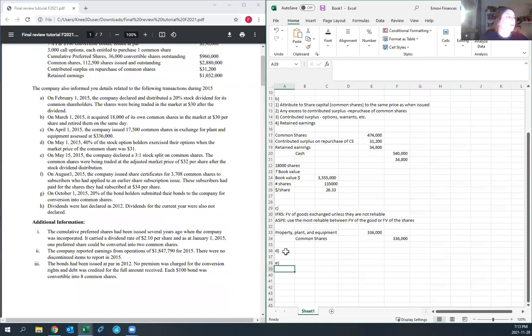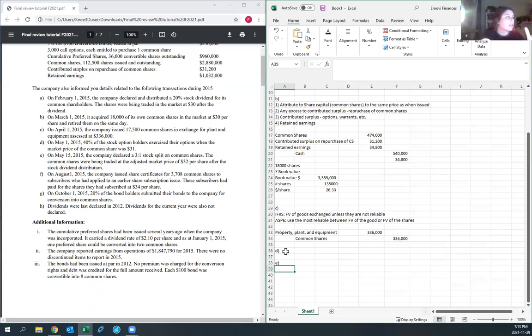On May 15, the company declared a 3-for-1 stock split on common shares. The common shares were being traded at the adjusted market price of $32 per share after the stock dividend distribution. So here it's a little trick, because when you have stock splits or reverse stock splits, you don't have any journal entries to record, because the dollar value of your common shares doesn't change. It's just the number of shares that becomes higher, but no impact on the dollar amount.